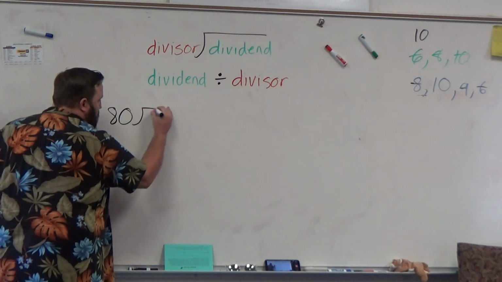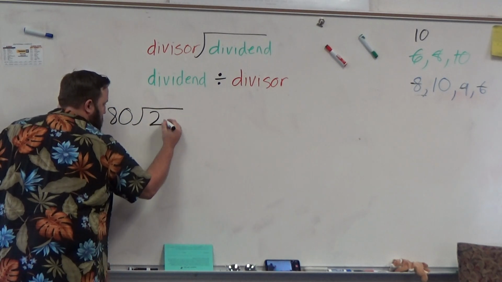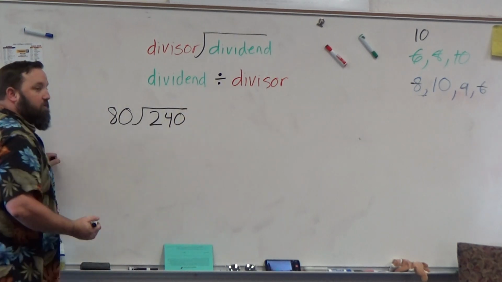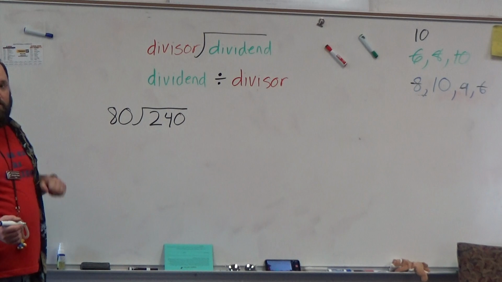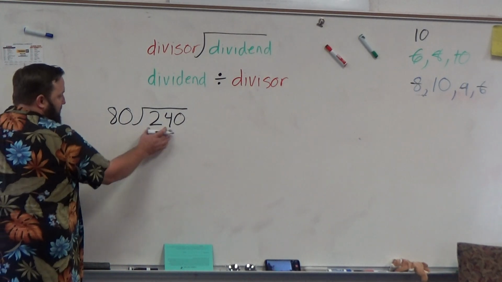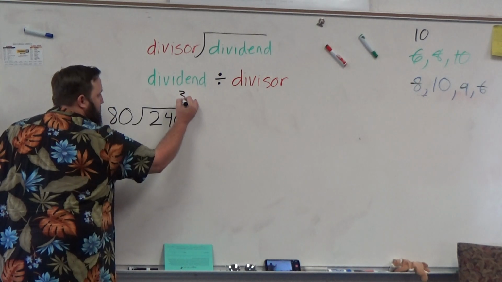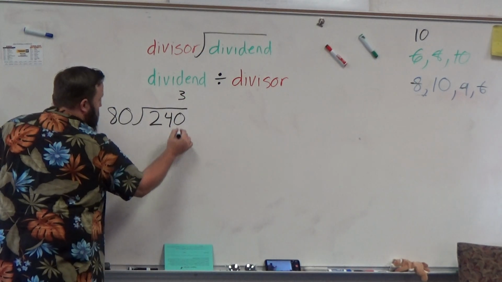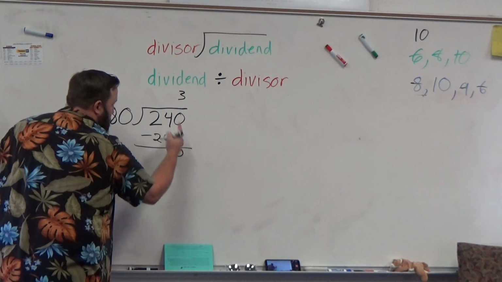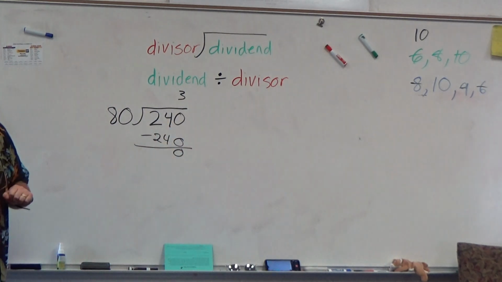Remember, we started part 1 with this problem. We started talking about multi-digit division. And what did we say? We said 80 will go into 240 3 times. 3 times 0, 3 times 8, 24. My answer is 3.